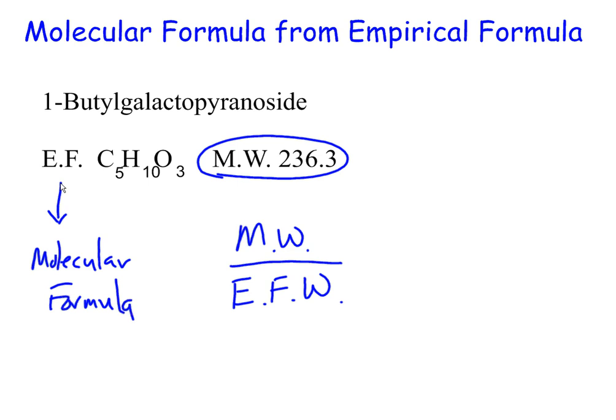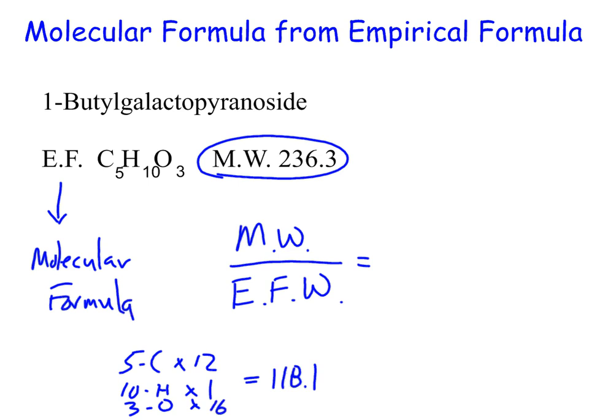which means we're going to take that empirical formula and add up the masses from the periodic table. So if we have our 5 carbons times 12, and we have our 10 hydrogens times 1, and our 3 oxygens times 16, we add all that together, and what we get is 118.1. So our molecular weight from the experimental data is 236.3. Our empirical formula weight is 118.1. And so if we divide the two of those out, we get 2.